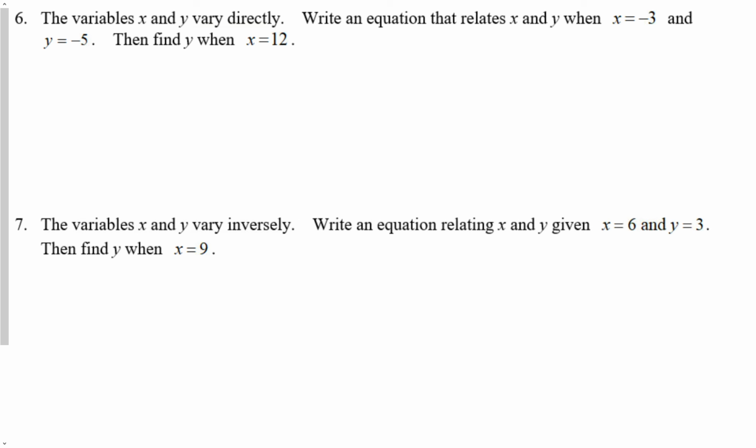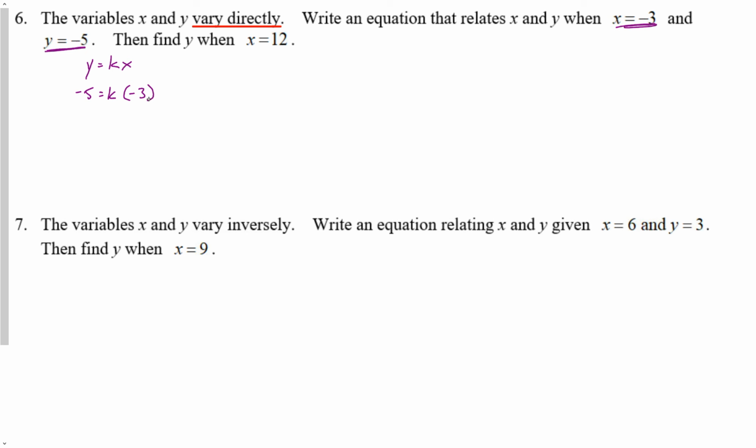So in this case, in number 6, we're told the variables x and y vary directly. This is our key, that we have the words vary directly. So this tells us that we are going to be working with direct variation, which we then need to recall the general equation is y equals k times x. Once we have that general equation, we can use the first information that we're given here. We're told that x equals 3 and that y equals negative 5. And we would plug those two values into our general equation.